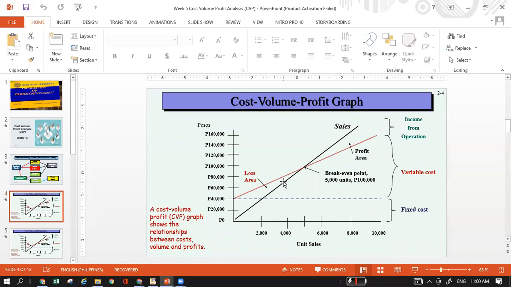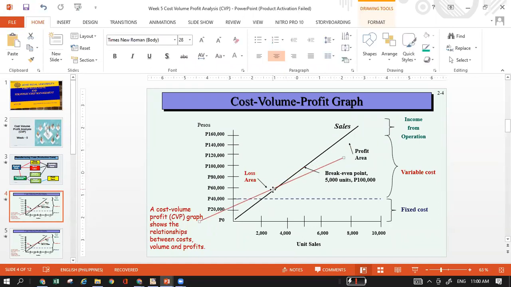If your sale is below this level, you have a loss. And if your sale is up to here, the upper one, you have a profit. This is the profit area.